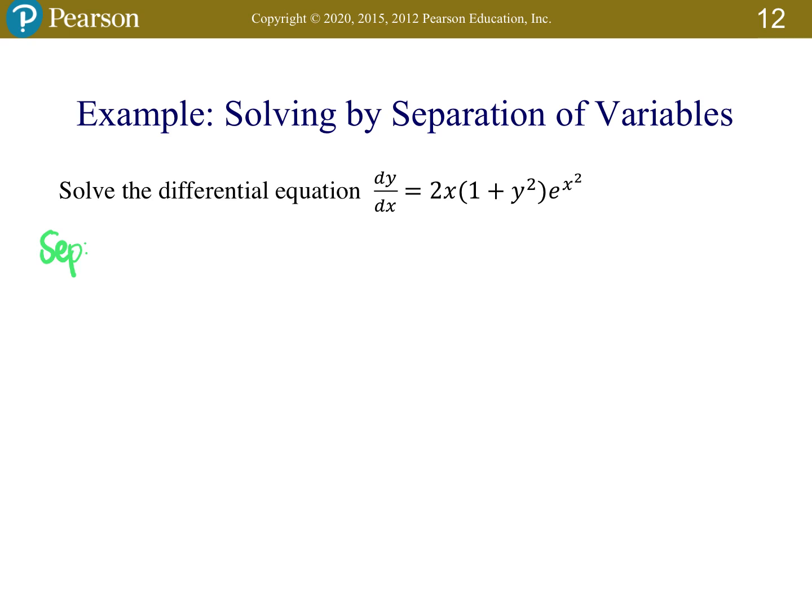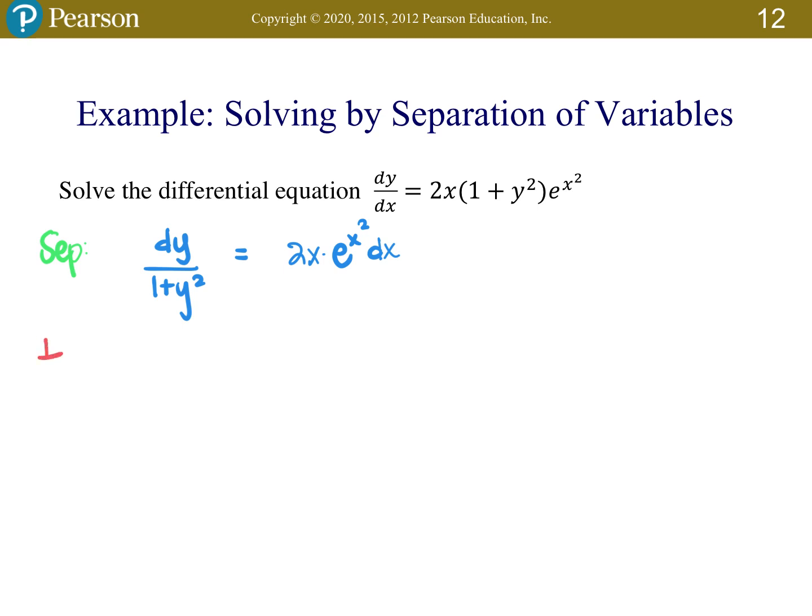So multiply the right side by dx. Okay? And then divide the whole thing by the quantity 1 plus y squared. All right, so I'm hearing you say dy divided by the quantity 1 plus y squared, and then what's left on the other side? 2x e to the x squared. 2x times e to the x squared and then the dx. Okay, good job on the separation. That looks great.